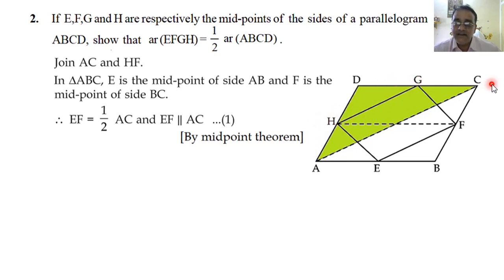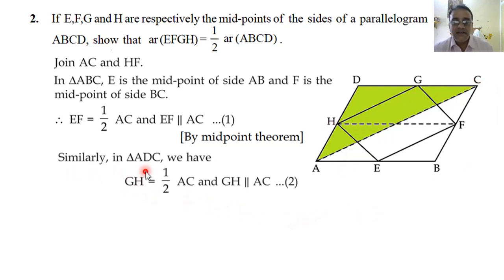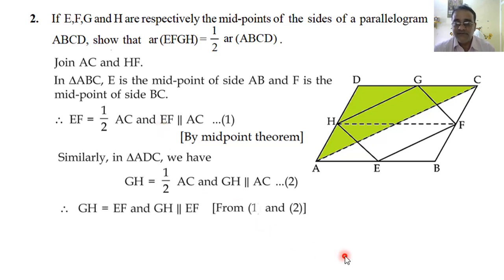HG is half of AC and HG is parallel to AC. Right, very good. HG is half of AC and HG is parallel to AC. So we can write similarly in triangle ADC we have this one. Now from equations 1 and 2 we can conclude that GH is equal to EF and GH is parallel to EF.